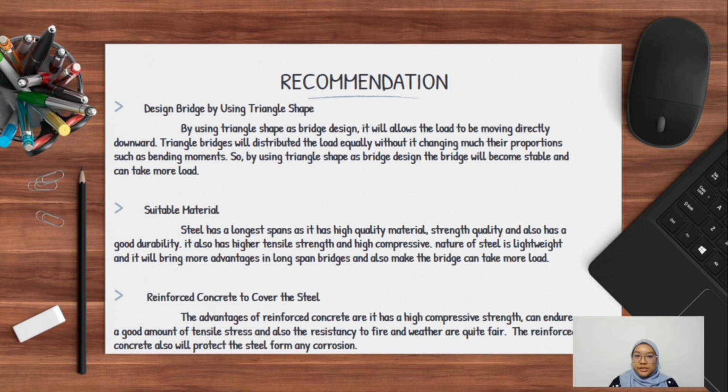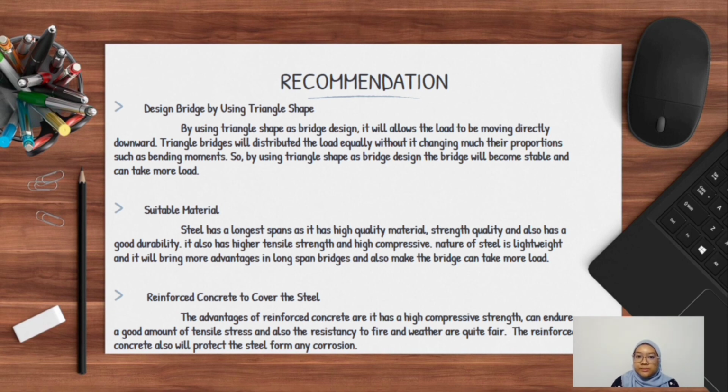So for the recommendation, first we can use a triangle shape as the bridge design. By using a triangle shape as the bridge design, it will allow the load to move directly downward. Triangle bridges will distribute the load equally without changing their proportions much, such as bending moments. So by using a triangle shape, the bridge will become stable and can take more load.